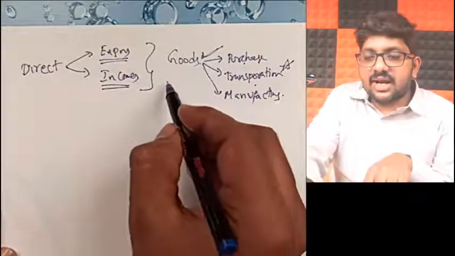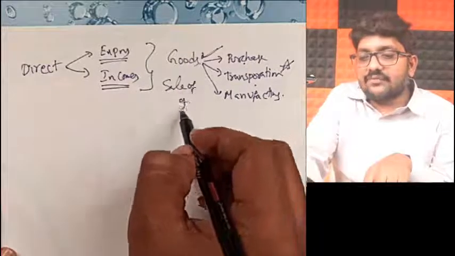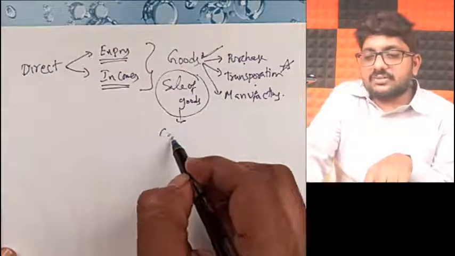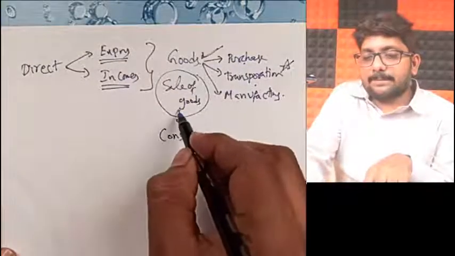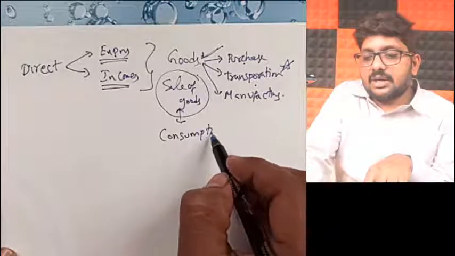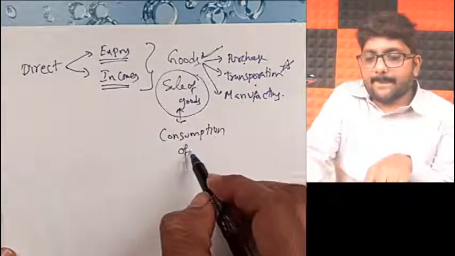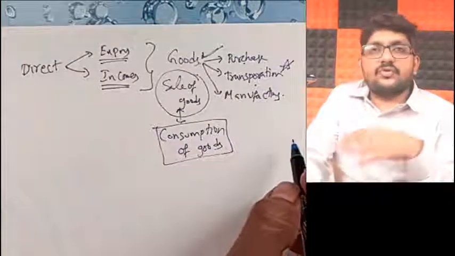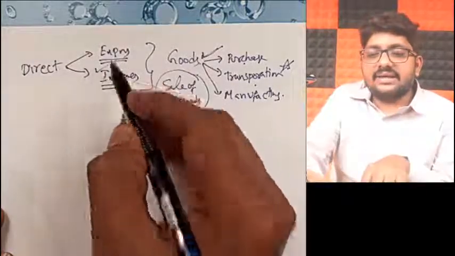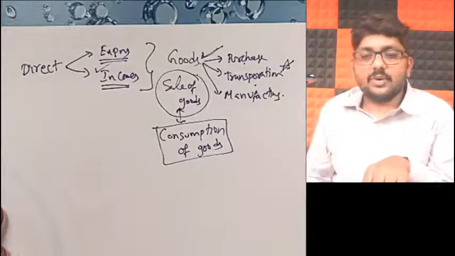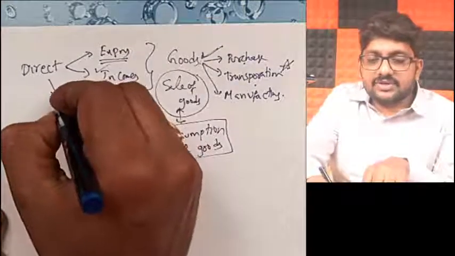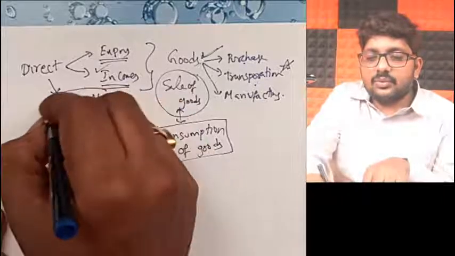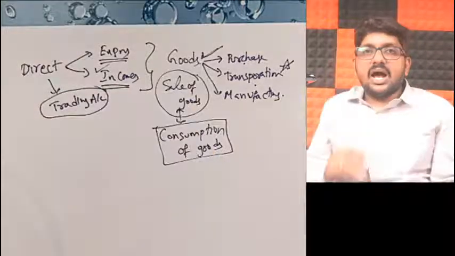What is direct income, sir? Sale of goods. We take it as direct income, my dear friends: sale of goods or consumption of goods, whatever the case may be. Direct incomes. So usually direct incomes or direct expenses will be transferred to where, my dear friends? The trading account. In simple terms, the trading account.